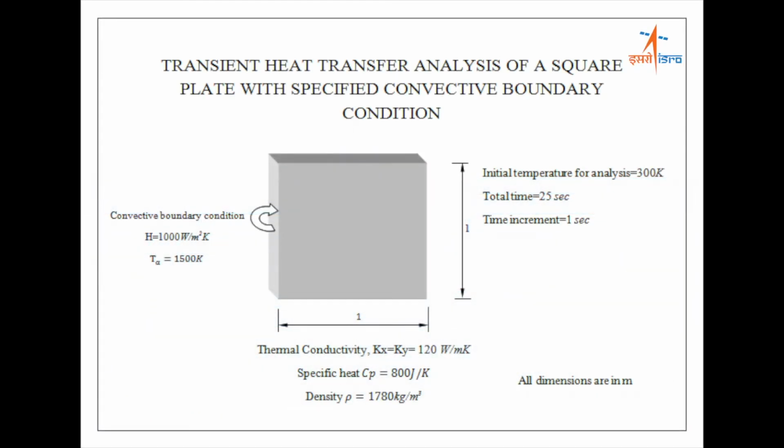This tutorial explains the transient heat transfer analysis of a square plate with a specified convective boundary condition. The geometry is 1 meter by 1 meter. The thermal conductivity along the x and y direction is 120 watts per meter Kelvin.